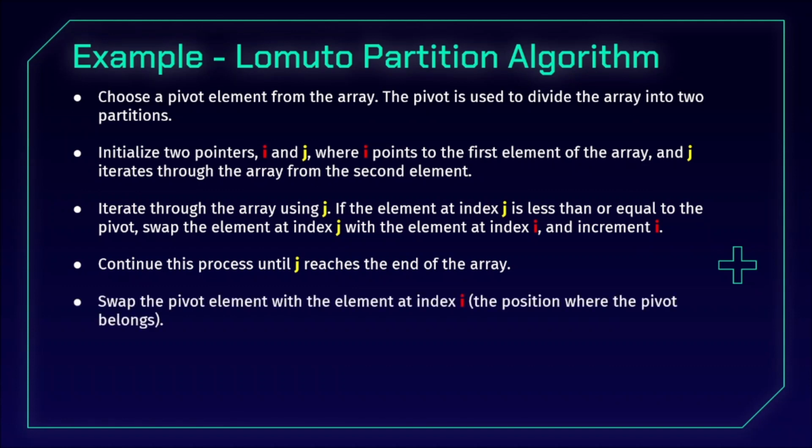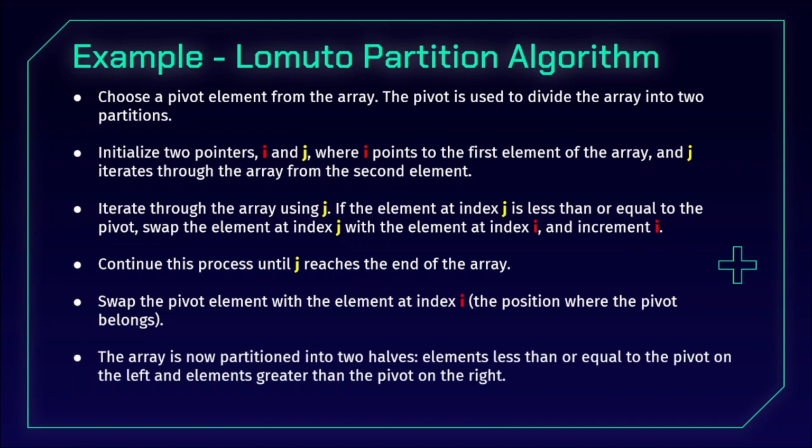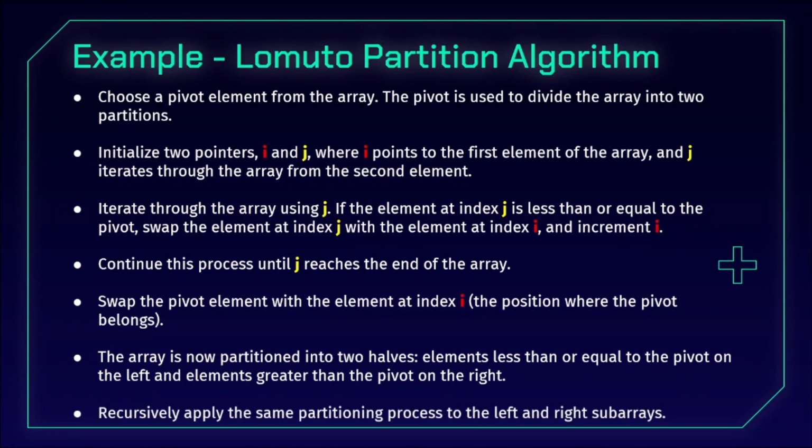Perform a swap between the pivot element and the element at index i, the position where the pivot logically belongs. At this point, the array is partitioned into two segments, elements less than or equal to the pivot on the left, and elements greater than the pivot on the right. Apply the same partitioning process recursively to both the left and right subarrays.